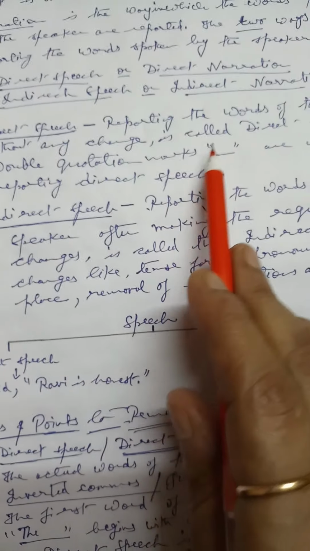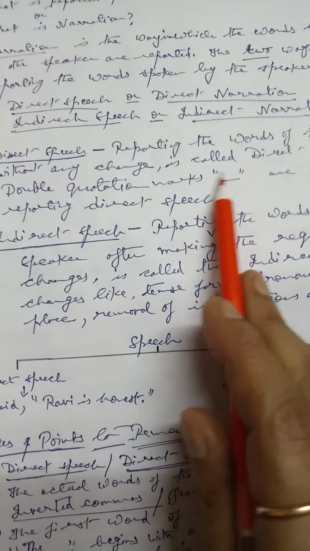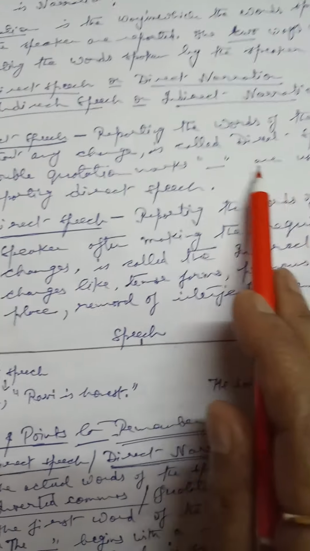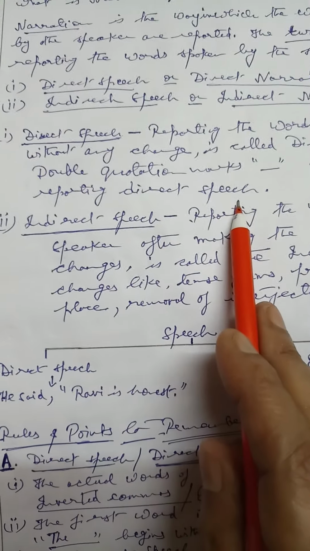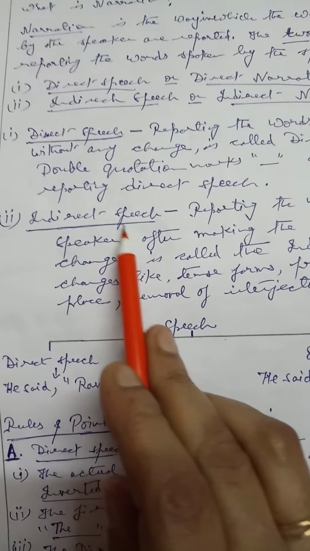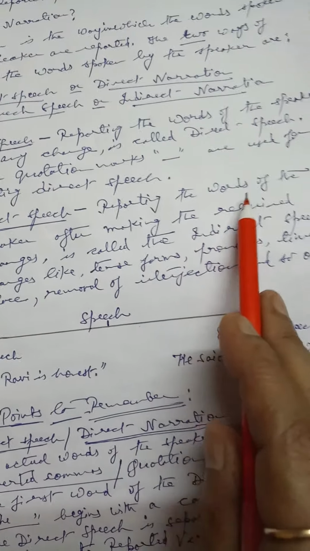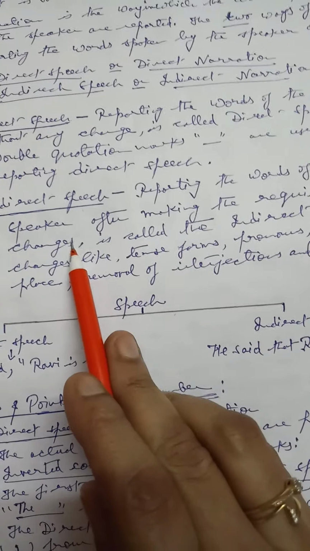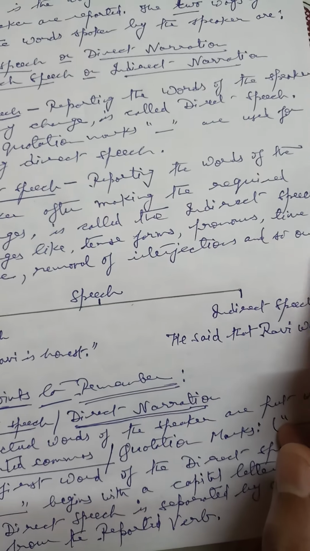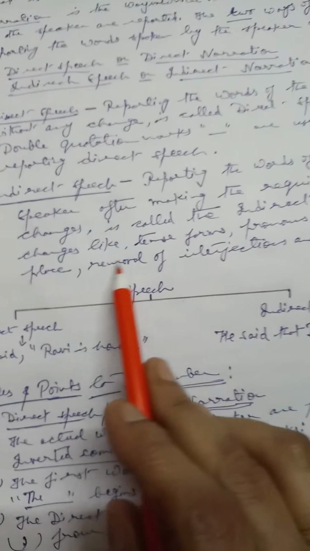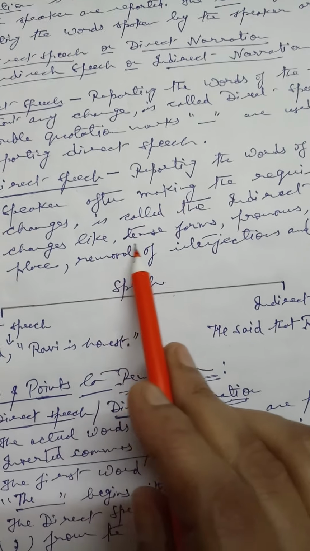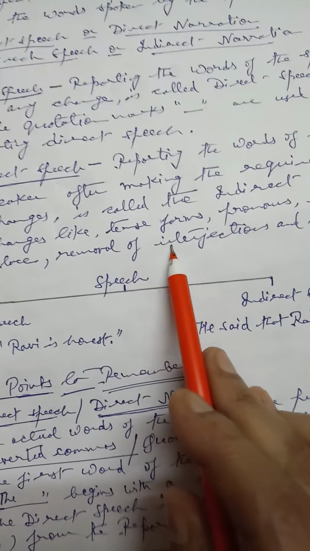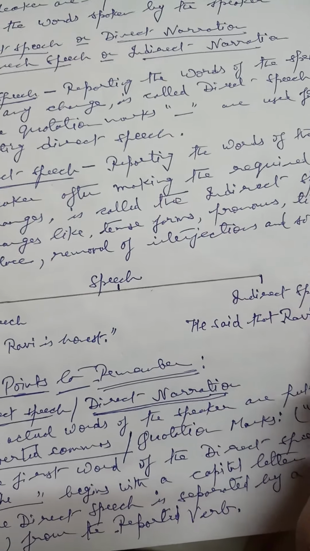Double quotation marks, or double inverted commas, are used for reporting direct speech. Number two, indirect speech. Reporting the words of the speaker after making the required changes is called indirect speech. And what are the changes? The changes in the tense forms, pronouns, time and place, the removal of interjection signs, and so on.